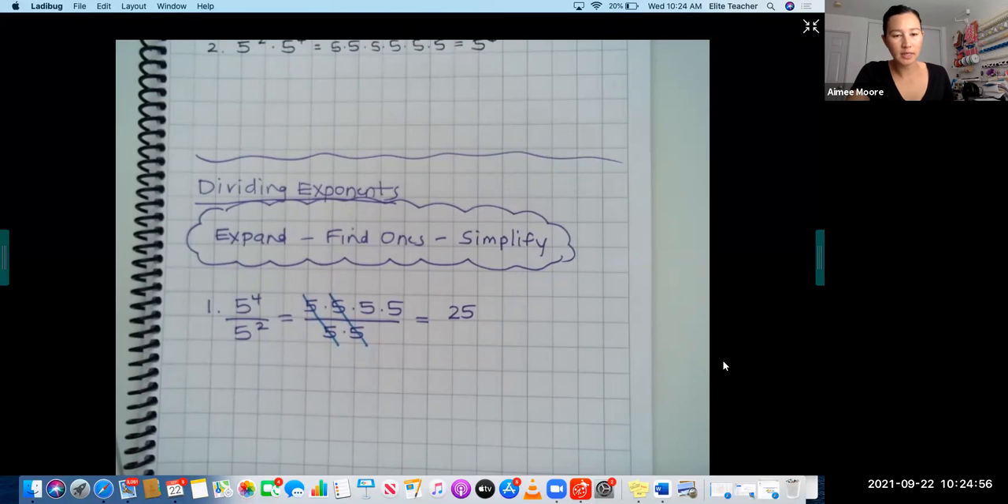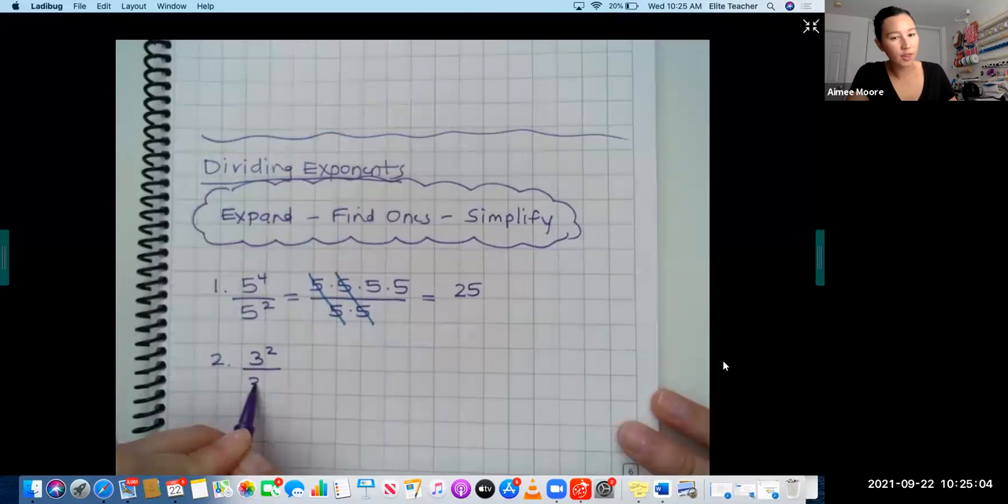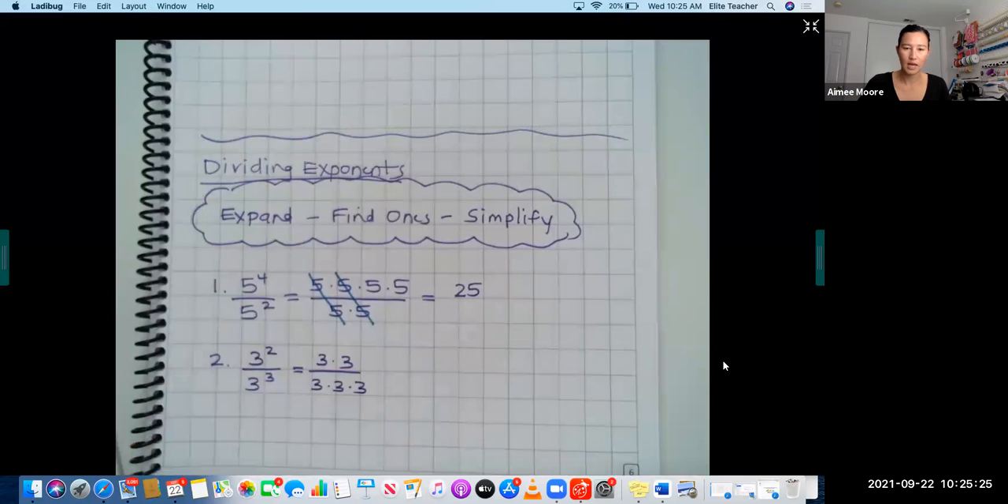Okay, let's do one more example. 3 to the 2nd power divided by 3 to the 3rd power. So we're going to expand 3 to the 2nd power, which is 3 times 3, divided by 3 to the 3rd power, which is 3 times 3 times 3. 3 multiplied 3 times. Any questions on the expanding? Okay, and then finding ones.